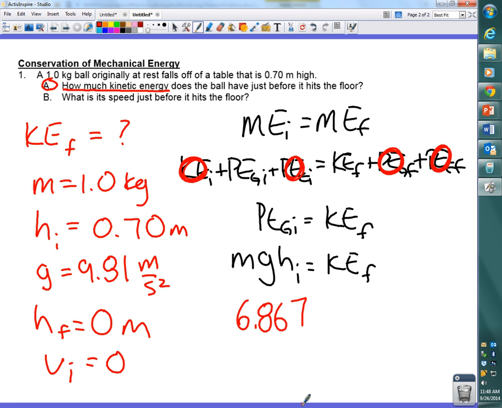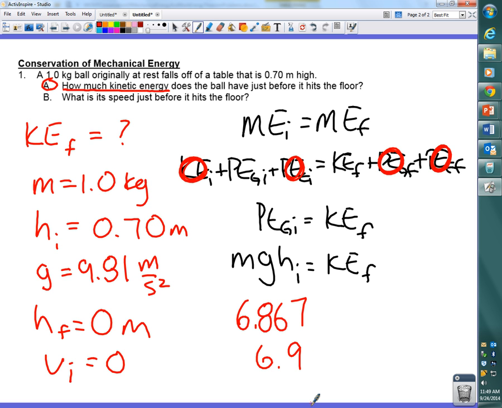This is what my calculator gives me, 6.867. Okay, but is that going to be our final answer? No. 1.0 kilograms has how many sig digs? 2. 9.81 doesn't count. 0.70 has, the first 0 is not significant. So 2, so that means our answer should be 6.9.